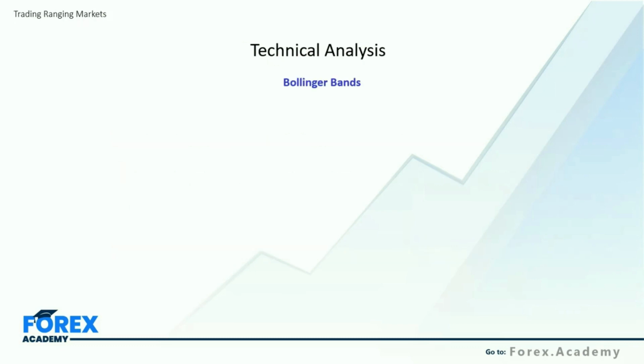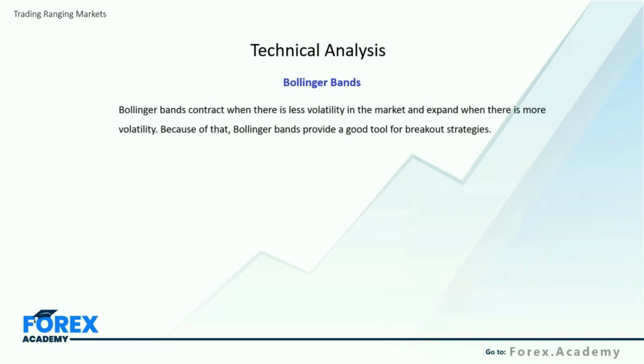Let's look at some technical analysis. Now, using technical tools as a technical indicator will help stack the odds in your favor. But in particular, when observing and discussing trading range in markets, we have some indicators that can give us a little clue, a little indication to whether these ranges form and how good or well structured they will be. Bollinger Bands is a good example. They contract when there is less volatility in the market and expand when there is more volatility. Because of that, Bollinger Bands provide a good tool for breakout strategies.